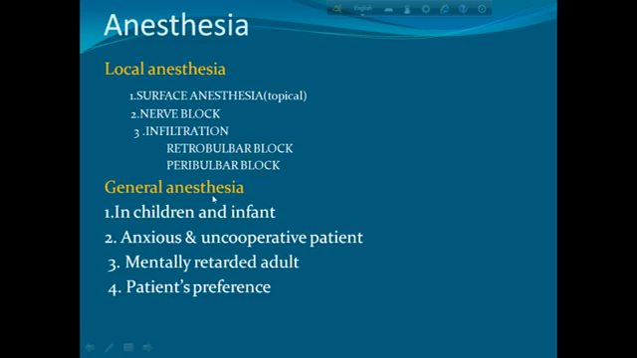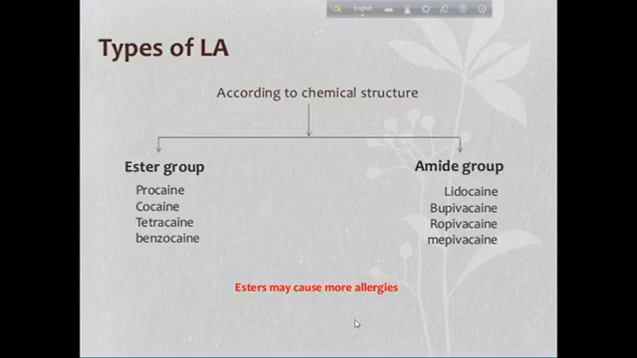General anesthesia: usually in case of cataract surgery we do not give general anesthesia, except under some conditions. What are the conditions in which we will give general anesthesia? Children or infants, uncooperative patients, mentally retarded patients, and patient preference. Some patients prefer GA, so in this way we give general anesthesia.